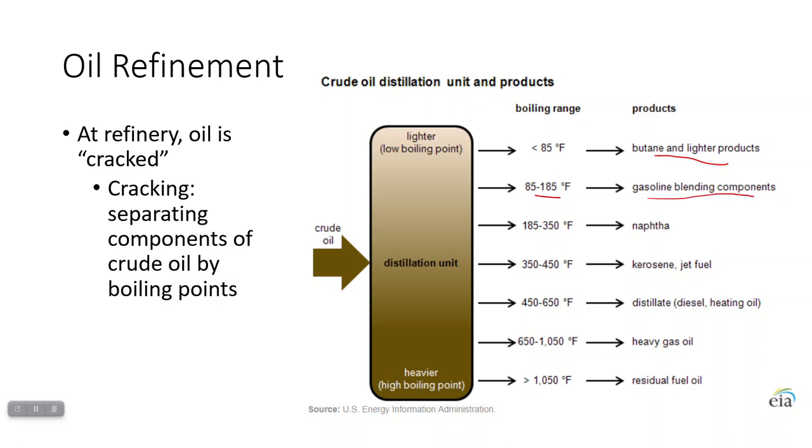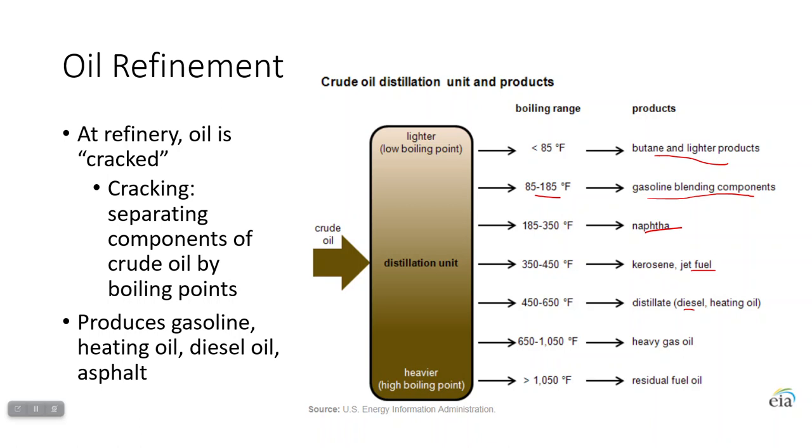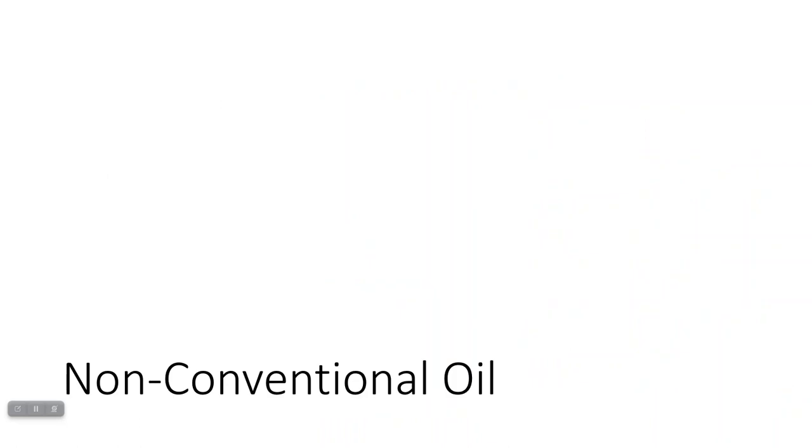And then you see as you heat it more of these compounds will evaporate or boil off so that you can condense them later. And this is how oil is broken down into various components. So you can see, for example, where naphtha is released, where jet fuel is released, diesel and heating oil, heavy gas oil, and other heavier elements. This produces all of the various products that we get from oil.